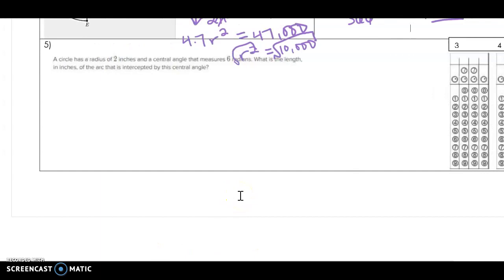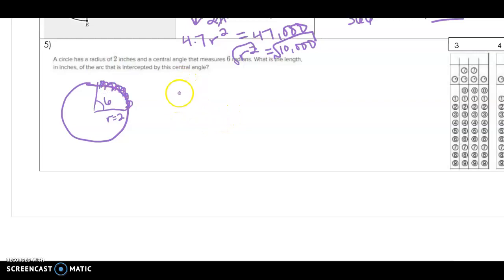Last problem. A circle has a radius of 2 inches. Might as well draw it, okay. It has a radius of 2 inches, and a central angle that measures 6 radians. We'll just say this is 6 radians. What is the length in inches of the arc that is intercepted by the central angle? So it's asking us for this arc length.